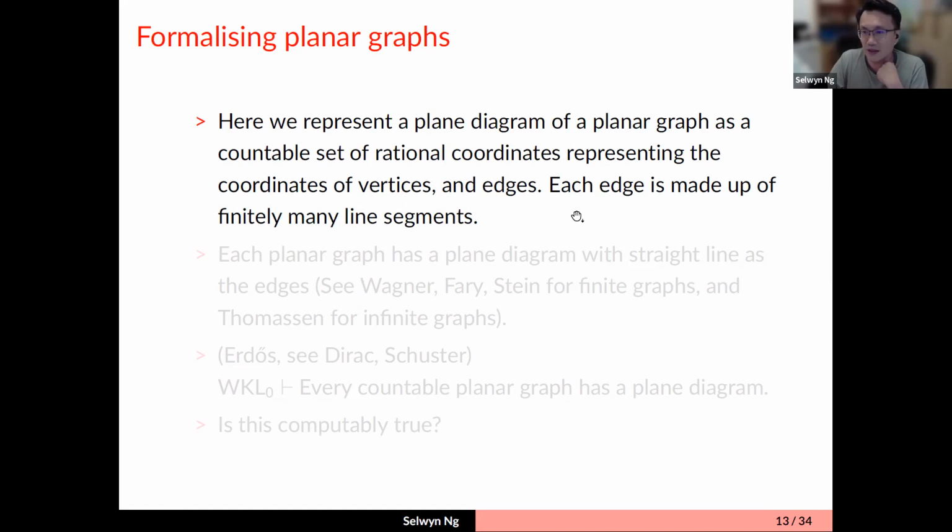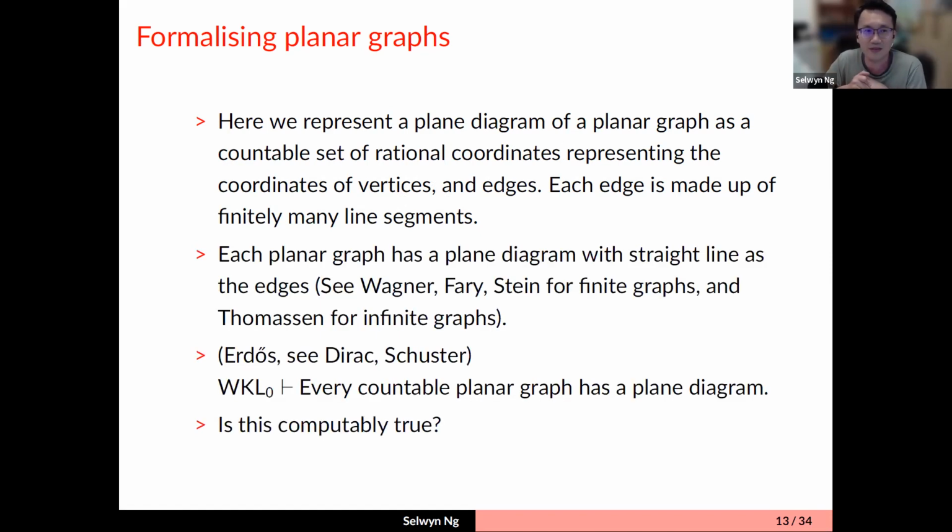Now, of course, there is a theorem that says that every such plane diagram, or plane embedding, can be converted to one with straight lines as the edges. There's some work done for finite graphs and then formalising for infinite graphs, so they show that this is true for infinite graphs. However, I will not require the plane diagrams to have straight lines because that's a lot harder to do. I will discuss this a little bit later, I think on my last slide.